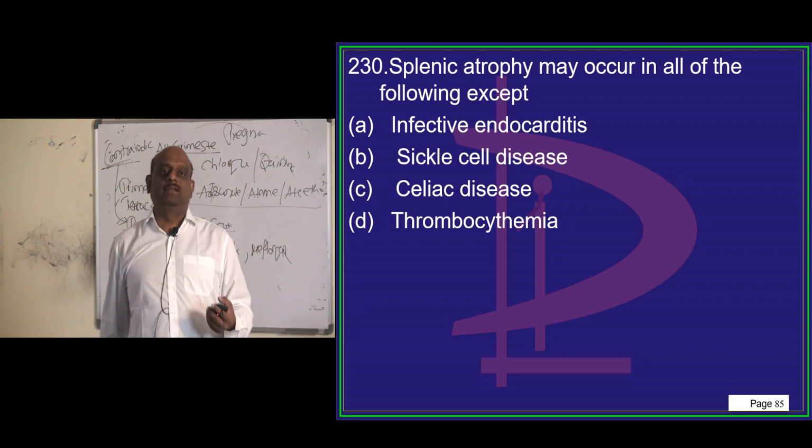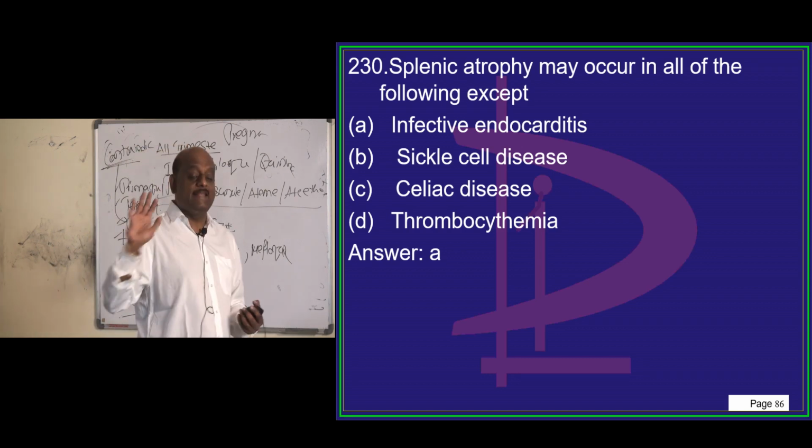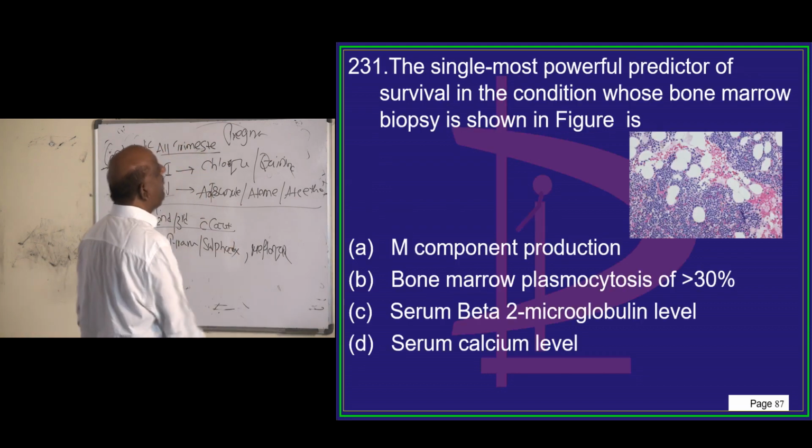Splenic atrophy. Where do you see? Sickle cell disease, celiac disease, thrombocythemia. In all these things you find splenic atrophy.